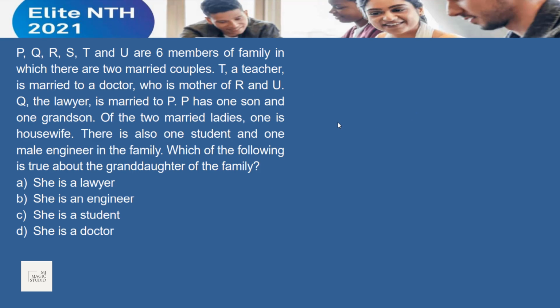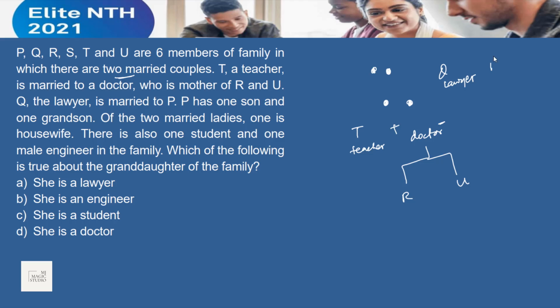P, Q, R, S, T and U are 6 members of a family in which there are 2 married couples. So it may be this type of family tree. I can visualize. T is a teacher and married to a doctor. Who is the mother? That means the doctor is female, mother of R and U. Q is a lawyer and is married to P. Of the 2 married ladies, one is a housewife. So the doctor is the married one, P should be the housewife.